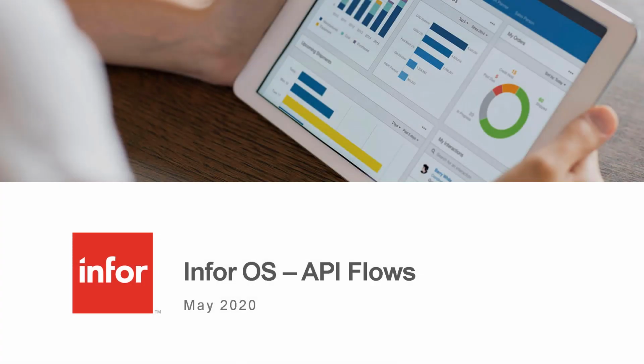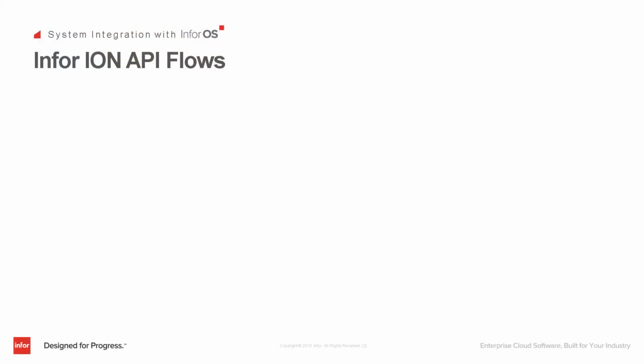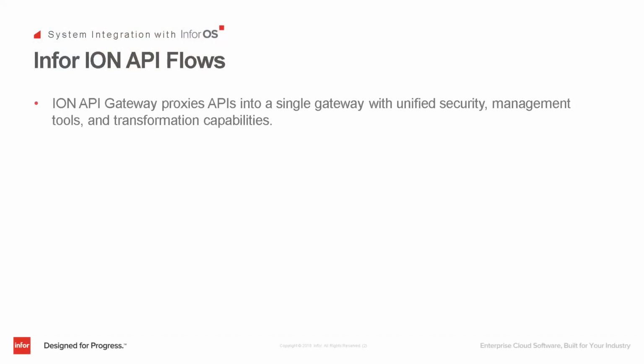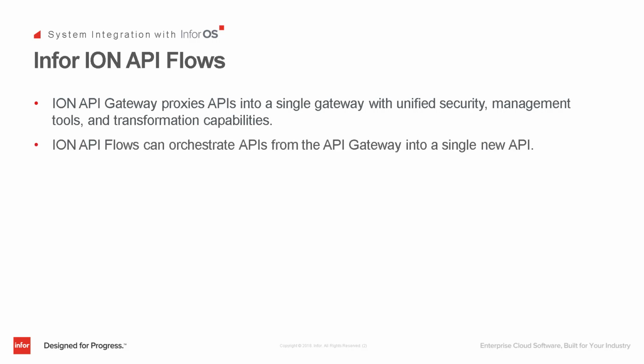Welcome to this short tutorial on API flows in Infor Ion. API flows are a feature of Ion, and Ion is an integration hub that's part of Infor. Infor also includes an API gateway that proxies APIs into a single gateway with unified security, management tools, and transformation capabilities. And these API flows can orchestrate those already existing APIs that are in the API gateway into a single new API. So you can combine them together.